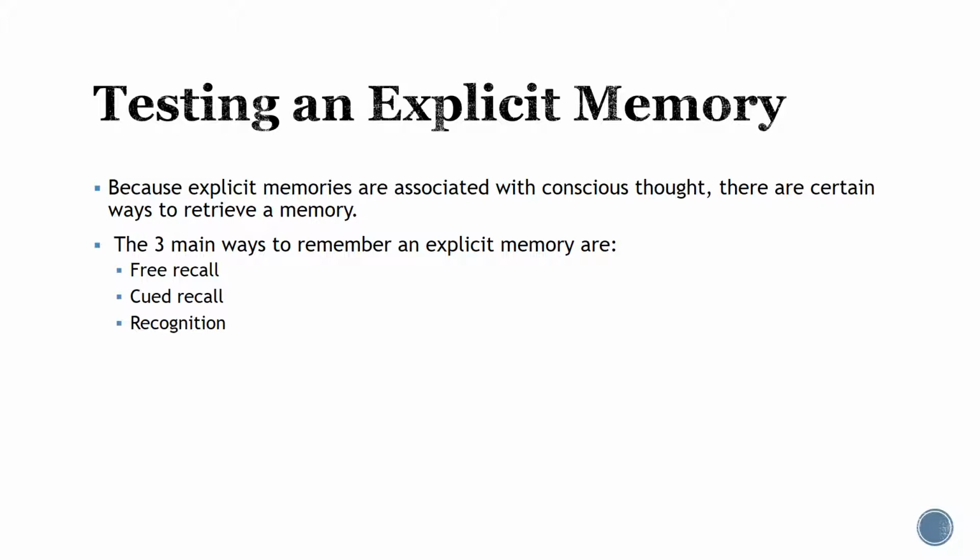Because explicit memories are associated with conscious thoughts, there are certain ways to retrieve a memory. The three main ways to remember an explicit memory are free recall, cued recall, and recognition.